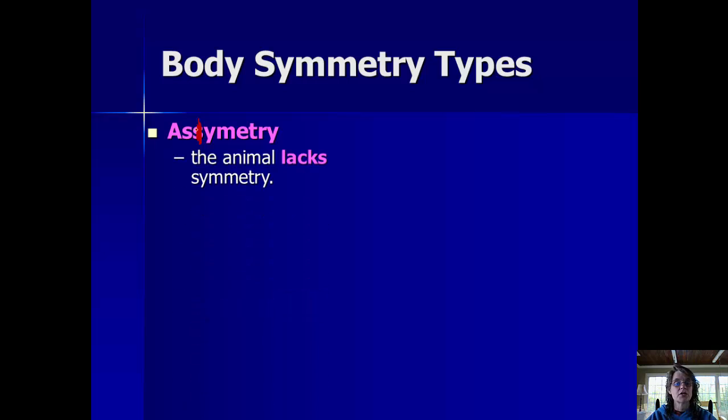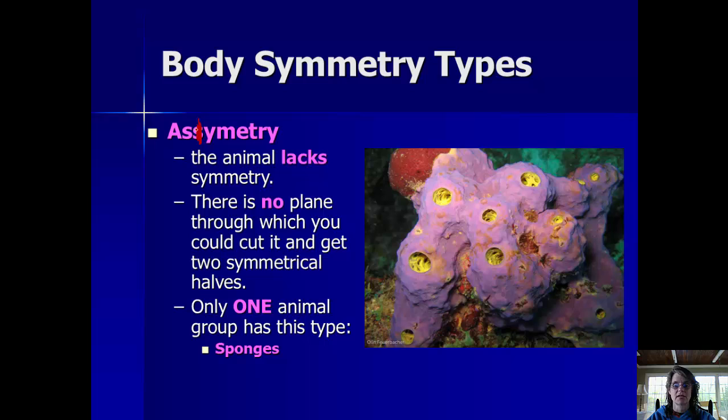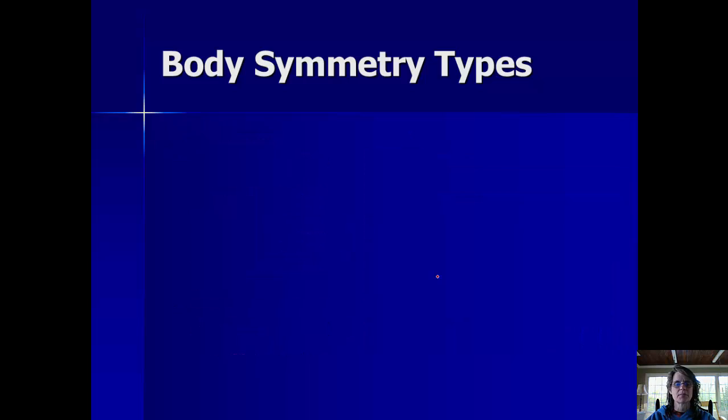Asymmetry, in which an animal simply is not symmetrical at all. There is no way in which you could cut it and get two symmetrical mirror image type halves. Only one group of animals has this type of body symmetry, and that is sponges. As you can see, this sponge over here is kind of a very amoeba-like blob, only much bigger, multicellular. So, asymmetry, no symmetry at all.